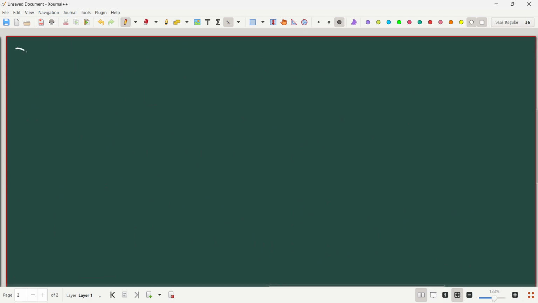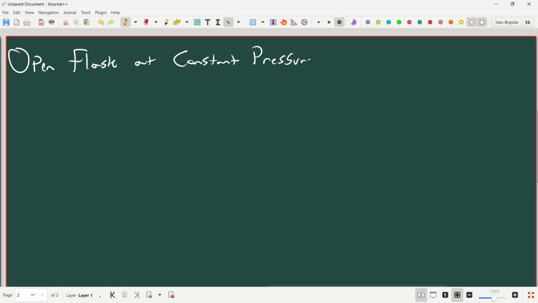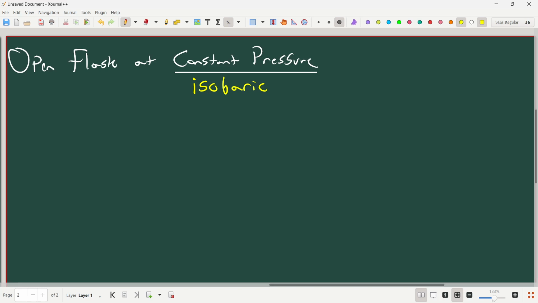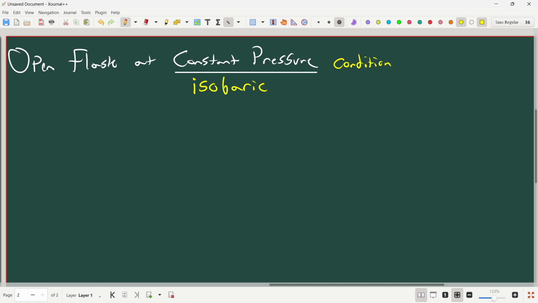Okay, so for our open flask at constant pressure, this term constant pressure has a more physical, more standard term for it. This is called isobaric conditions. Iso again means same, and baric means pressure, like barometer. So isobaric means no change in pressure, same pressure. And we're going to do this at isobaric conditions.